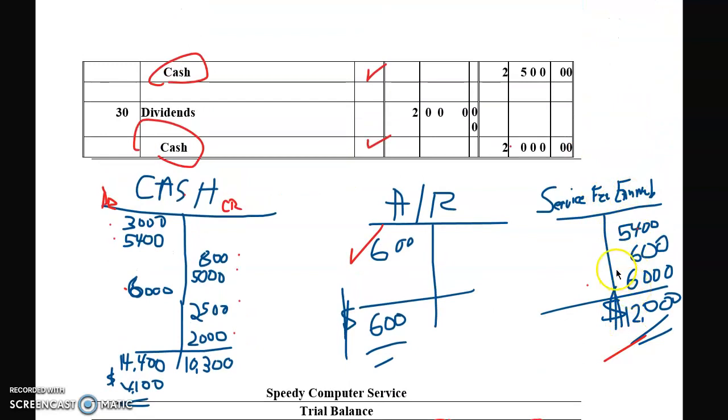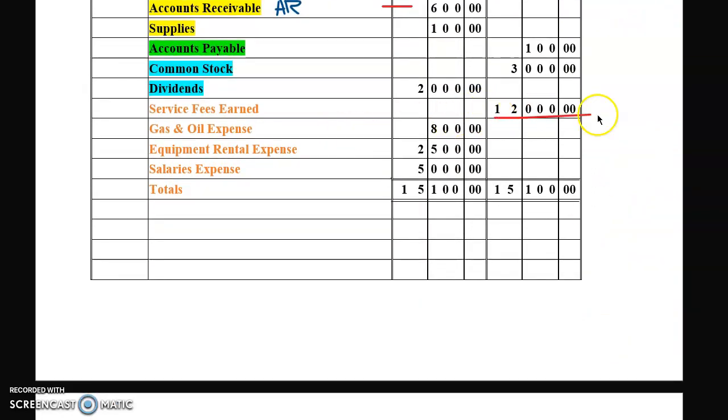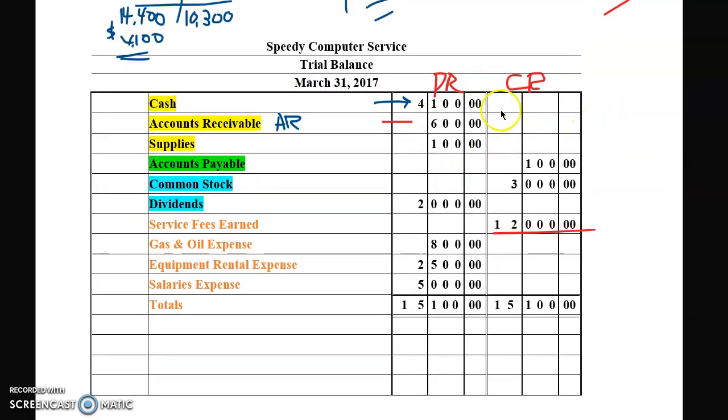The normal balance for a revenue account, service fees earned, is a credit balance. And it is right here. You'll go through and do each one of these in the same way. Total them up, you get 15,001, and it matches 15,001, so you're in good shape.